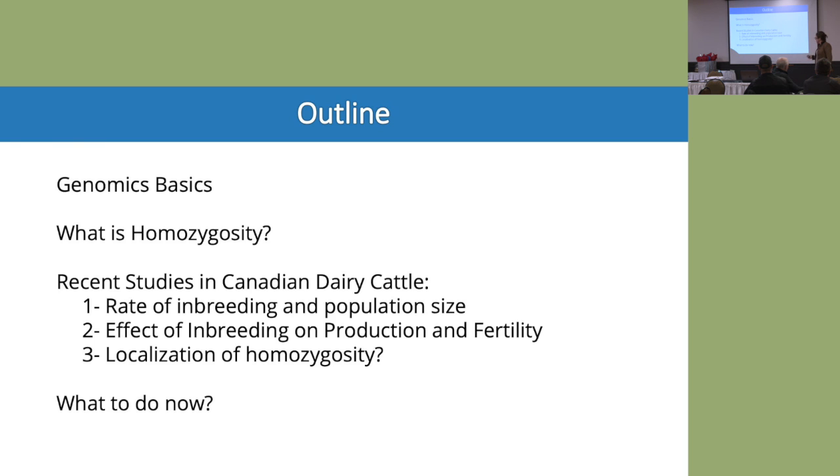So I'm going to talk as well about some recent studies that we've done in my group at the University of Guelph on Canadian dairy cattle, looking at things like the rate of inbreeding, how is it changing, the effect of inbreeding on production and fertility traits, and localization of homozygosity. Now those are really big words. What that basically just means is in the DNA, where are there spots that are homozygous? Where are there spots that have no diversity anymore? And then finally, a question that I'm actually going to ask you guys is what do we do about this?